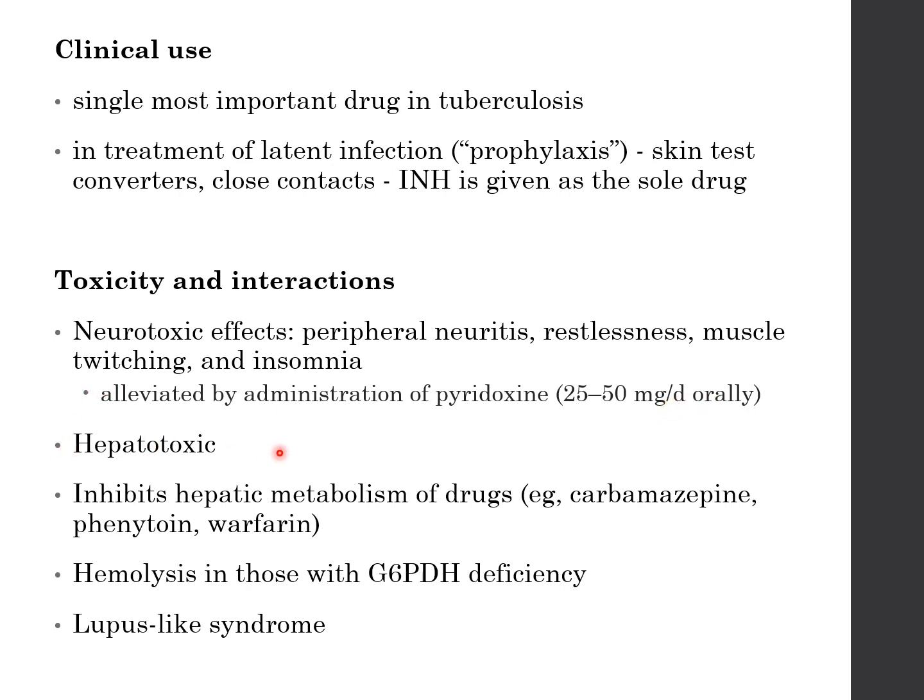Isoniazid is also hepatotoxic. It inhibits hepatic metabolism of drugs like carbamazepine, phenytoin, and warfarin. It causes hemolysis among G6PD deficient patients, and it can bring about a lupus-like syndrome.